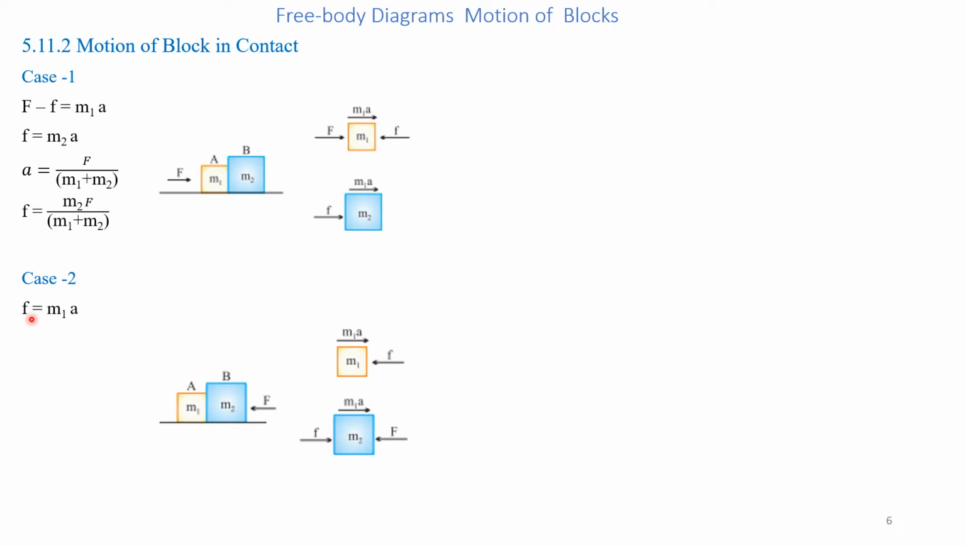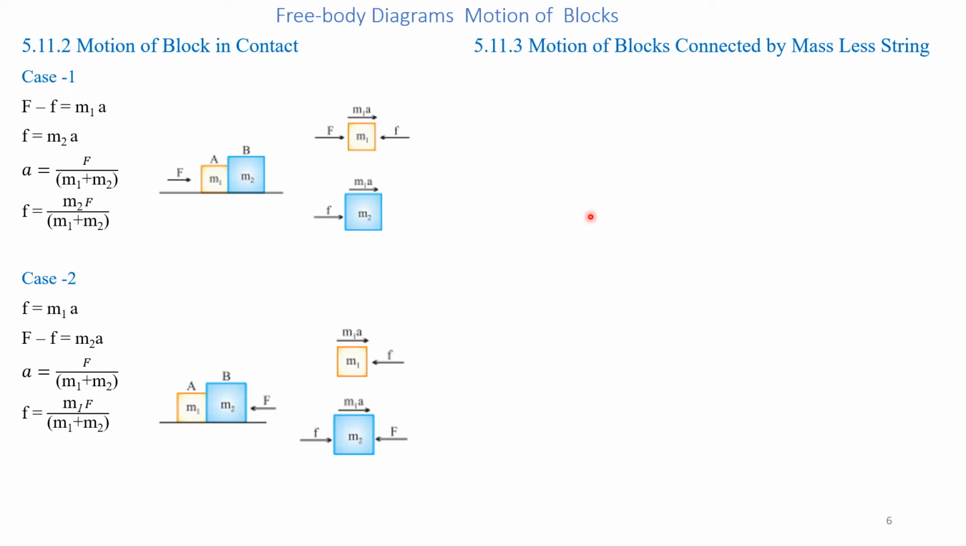Therefore, from free body diagram 1 of A, f is equal to M1 into a. And capital F minus small f is equal to M2 into a from free body diagram 2. Therefore, acceleration a is equal to F divided by M1 plus M2, substituting and solving for a. And small f is equal to M1 into F divided by M1 plus M2. Please solve yourself, write and practice it, and you will become master over this subject.